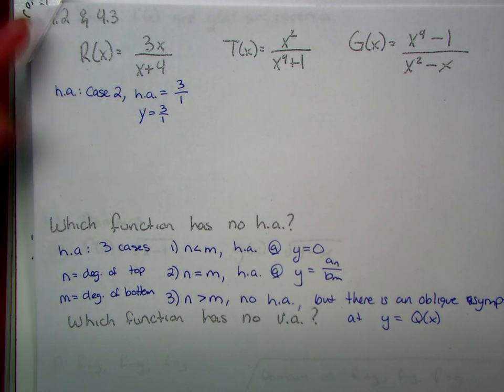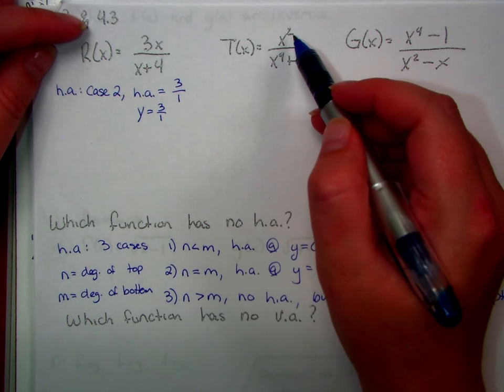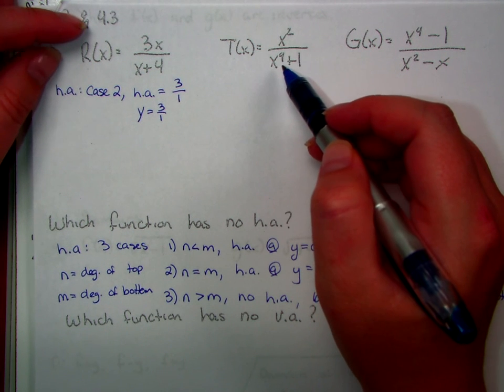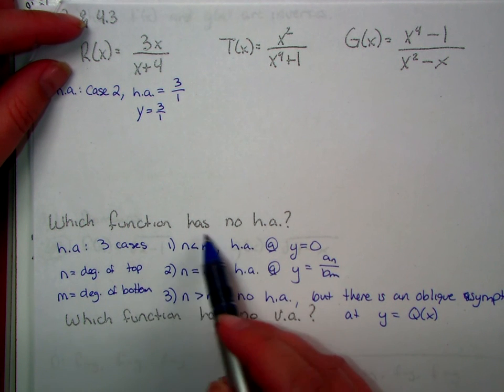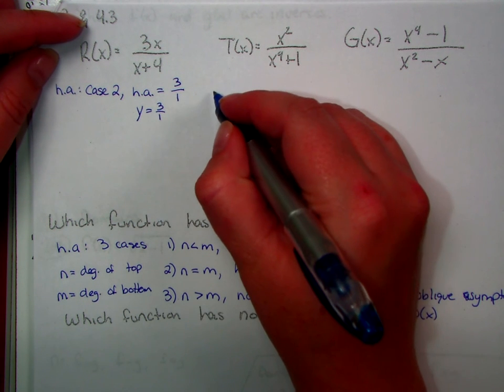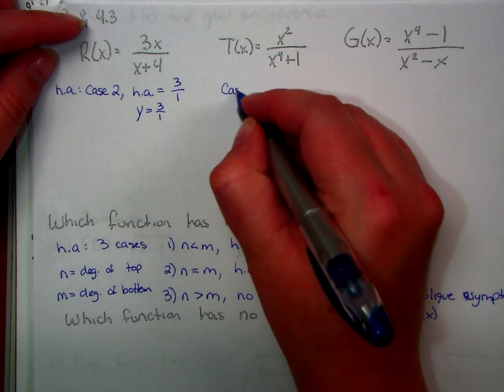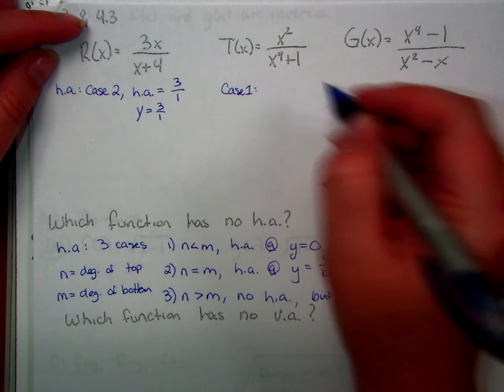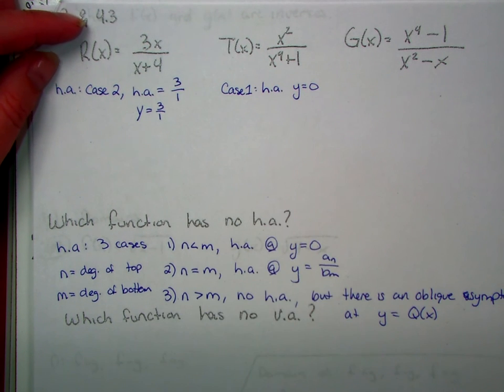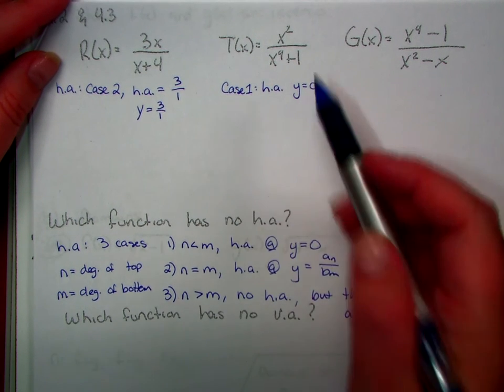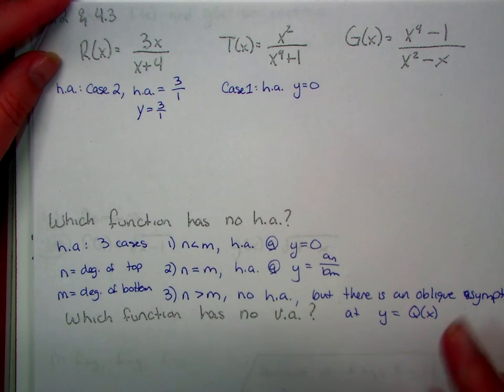Moving on to t of x. The top degree here is 2, and the bottom degree is 4. So the top is less than the bottom, okay? So t has a case 1, in which case the horizontal asymptote is at 0. Okay, no questions asked, right? If the top is less than the bottom, it's at 0.